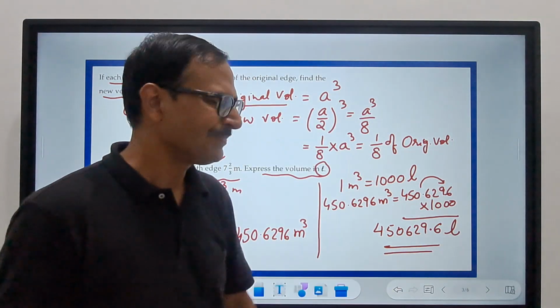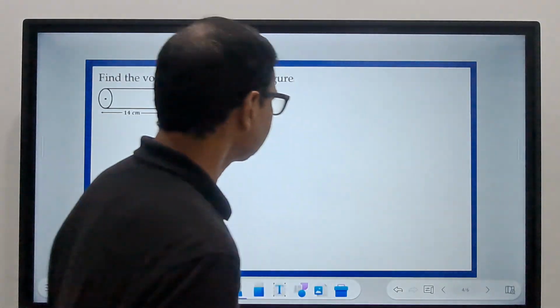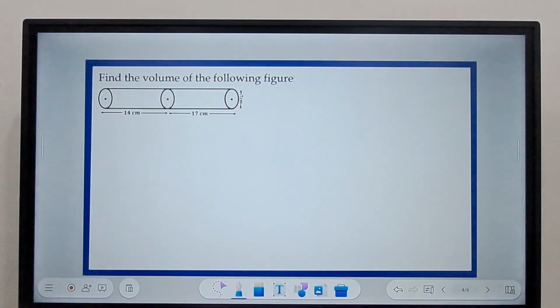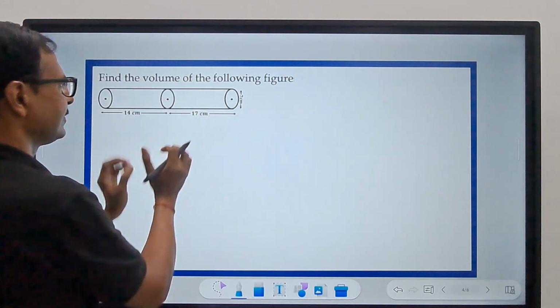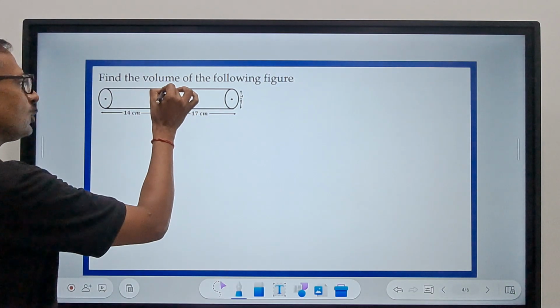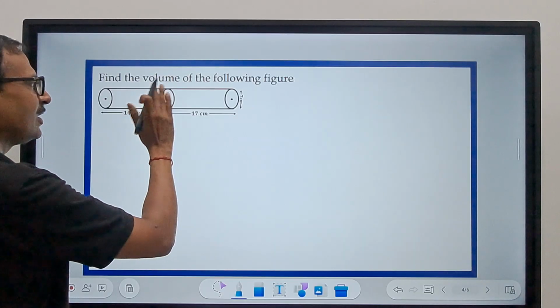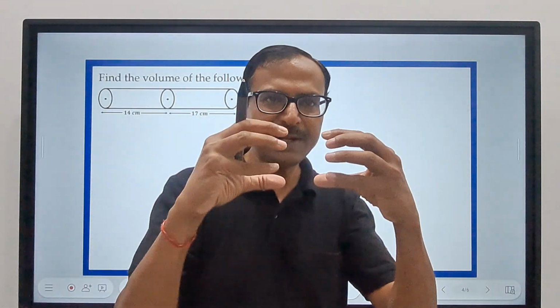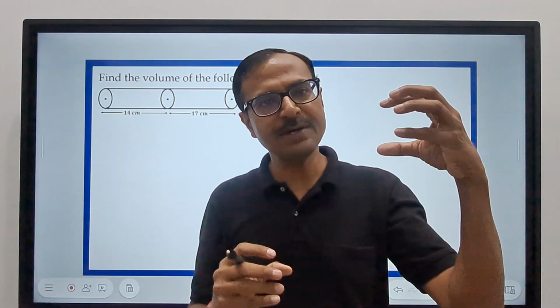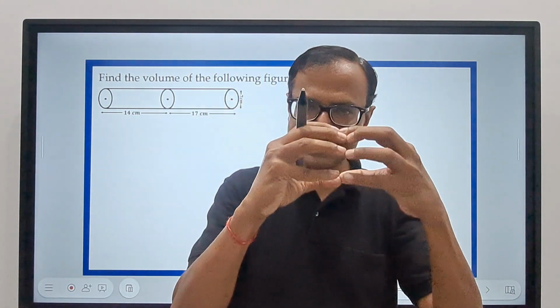and that is the conversion which we have to make in the question to convert meter cube to liters, right? Next, here we have a compound figure where we have combined two cylinders. As you can see, the common portion, this portion, is of the same radius. Right? We have combined it end to end like this. So the radius here and the radius here has to be same.